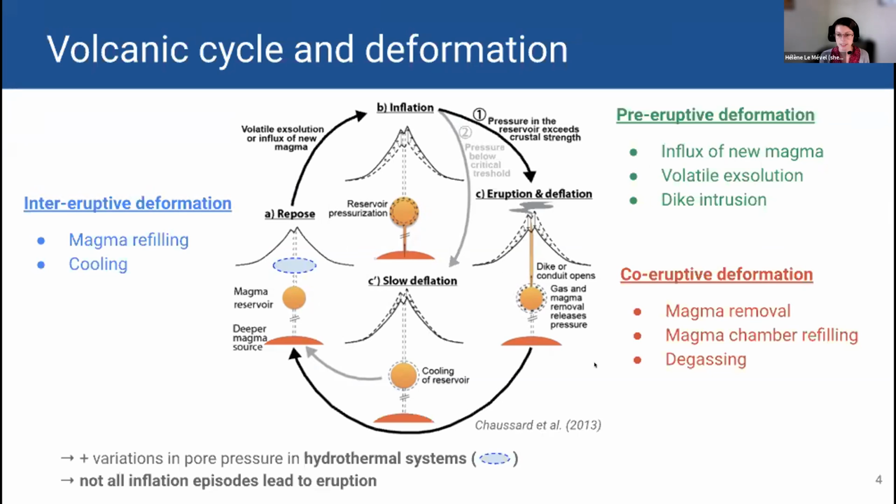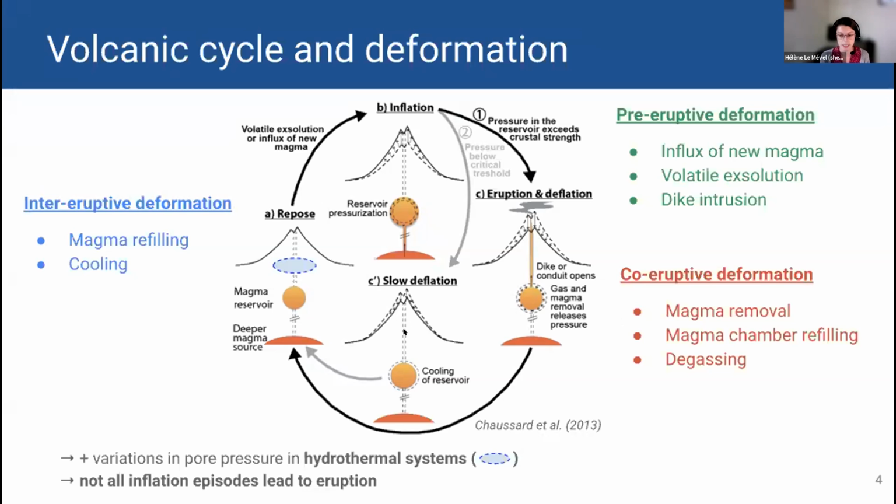On the side there, I listed some examples of processes that could create surface deformation during each of the 3 stages. So the first thing to note is the deformation created by all of those processes actually superimpose and create much more complex spatial and temporal patterns of deformation rather than simply inflation followed by deflation. So for example, pre-eruptive deformation could be due to the influx of new magma, but also to a dike intrusion or volatile exsolution. And while the volcano is erupting, the magma chamber might be at the same time refilling from a deeper source, for example.